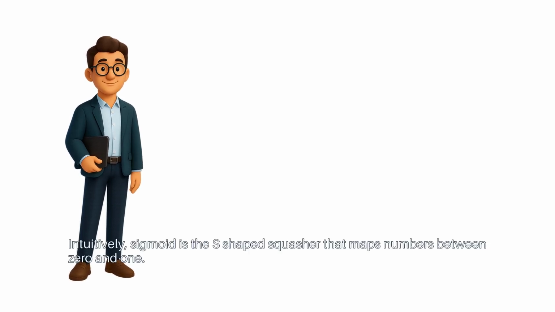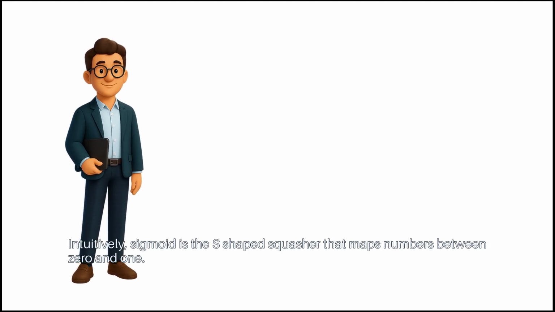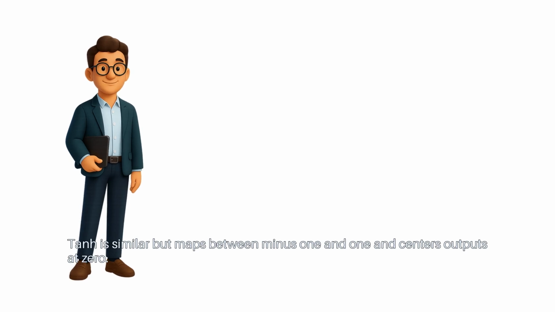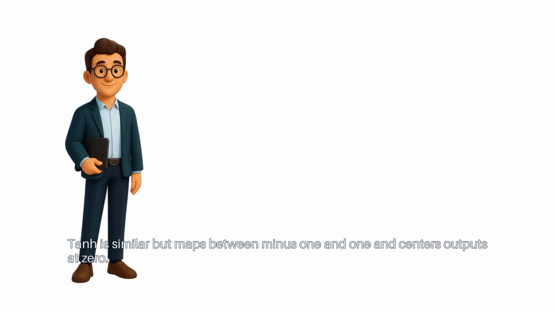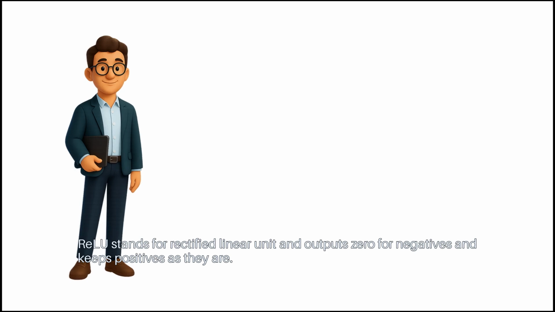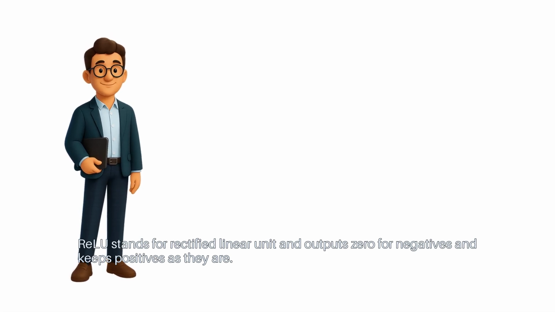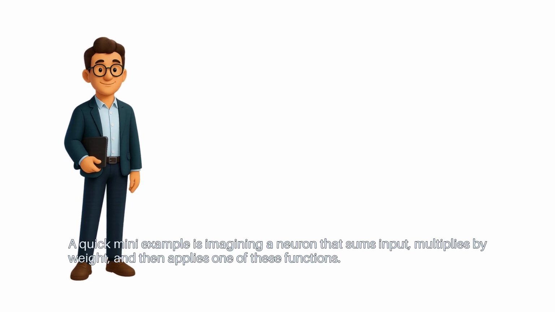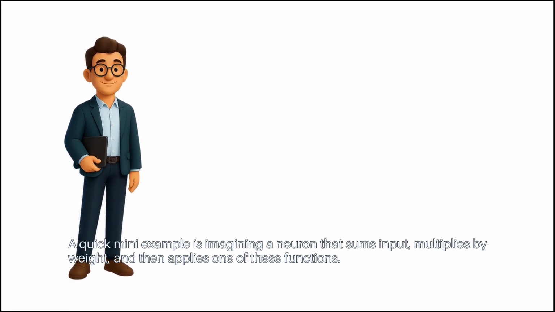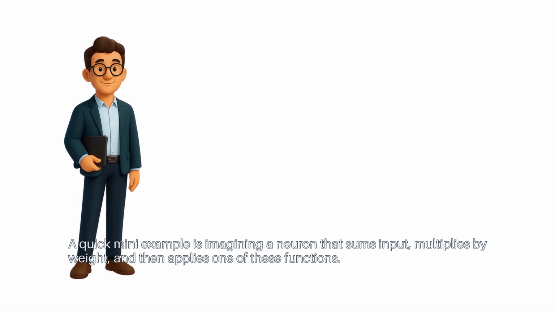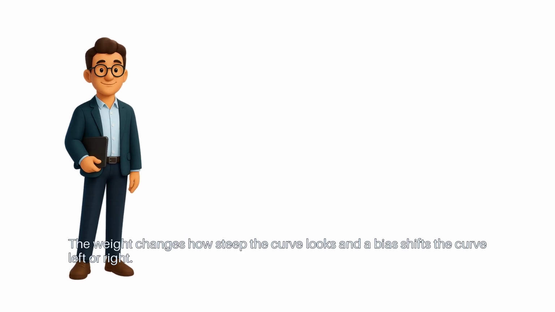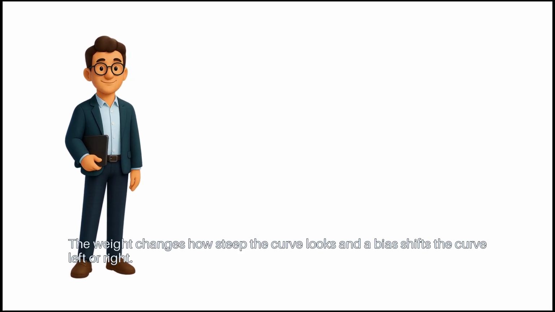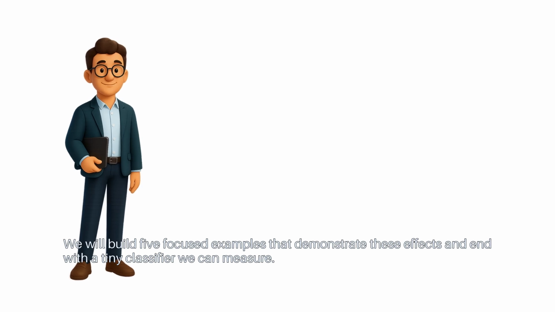Intuitively, Sigmoid is the S-shaped squasher that maps numbers between 0 and 1. Tanh is similar, but maps between -1 and 1 and centers outputs at 0. ReLU stands for Rectified Linear Unit and outputs 0 for negatives and keeps positives as they are. A quick mini example is imagining a neuron that sums input, multiplies by weight, and then applies one of these functions. The weight changes how steep the curve looks, and a bias shifts the curve left or right. We will build 5 focused examples that demonstrate these effects and end with a tiny classifier we can measure.